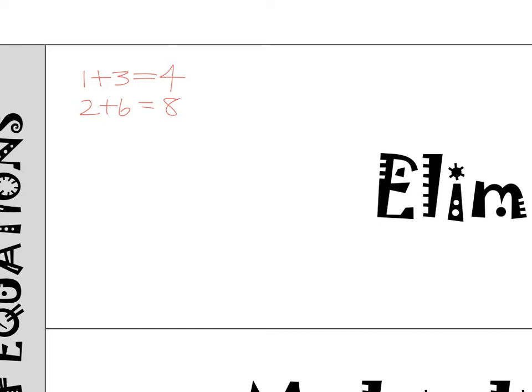I then asked you to consider what happens if I add them together vertically. 1 plus 2 equals 3, 3 plus 6 equals 9, and 4 plus 8 equals 12. And you were like, yeah, 3 plus 9 equals 12. So that proved to us that we could add two equations to make a true statement. And then what we did yesterday is we used that idea to add two equations to eliminate a variable so that we could solve for that one other variable and then back solve for the solution to a system.